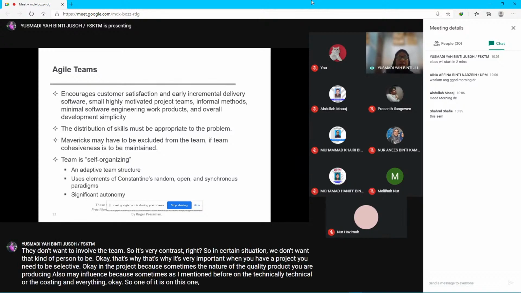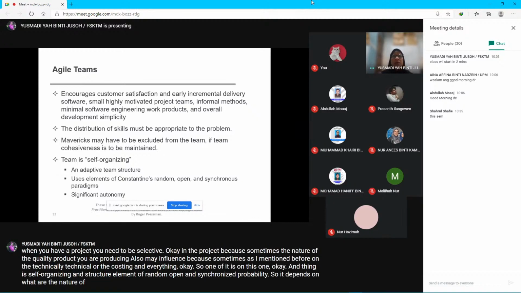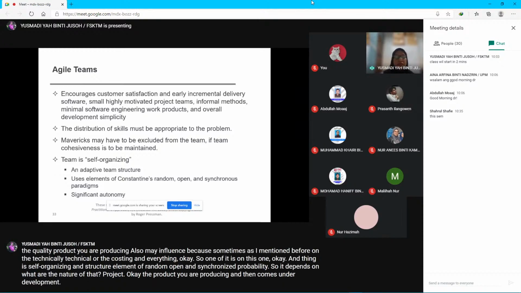Okay, the team is self-organizing: an adaptive team structure, with elements of random, open, and synchronized periodic work. So it depends on the nature of the project, the product you are producing, and then comes the development, creating or selecting your team.